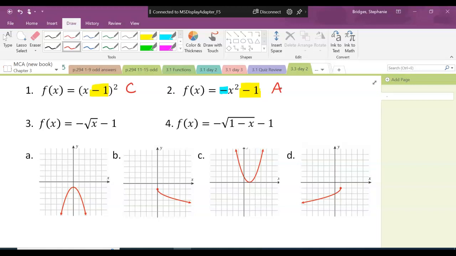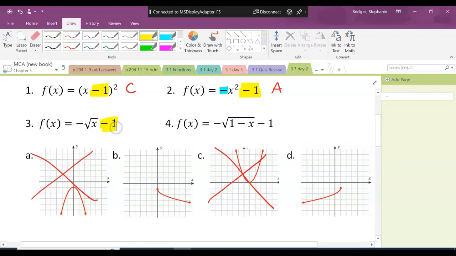Okay, so I've used C and A. So obviously those are no longer going to be options. They are also not square root functions anyway, so we're not looking at those anymore. So now what we have to do is decide between C and D for number 3. This is now the square root function. What is this negative one?